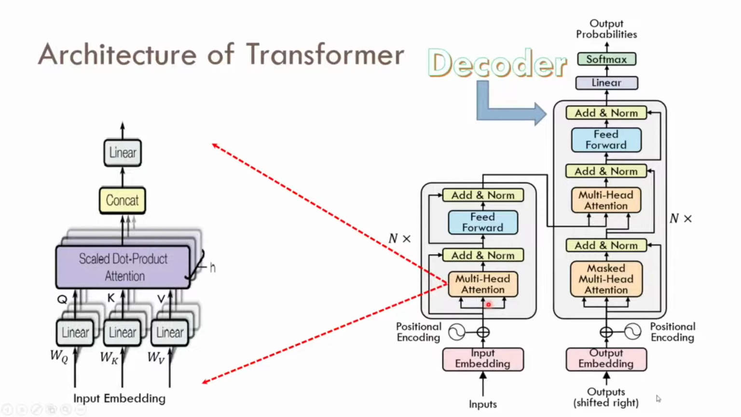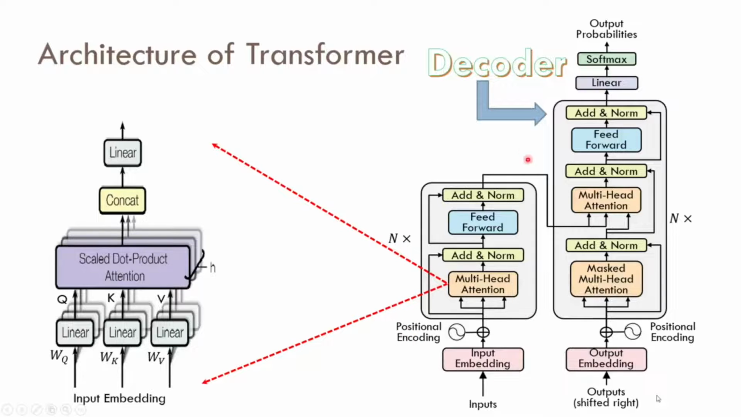Suppose the task is question answering, and the question is "how are you", and the answer is "I am fine". Let's say "I am" has been predicted, and the next word to be predicted is "fine". Its input here would be "I am", shifted right, which indicates that the next word has to be predicted. Whatever output is predicted so far is fed as input to the decoder. By the way, the decoder is an auto-regressive model. It works like an RNN and produces output one time step at a time.